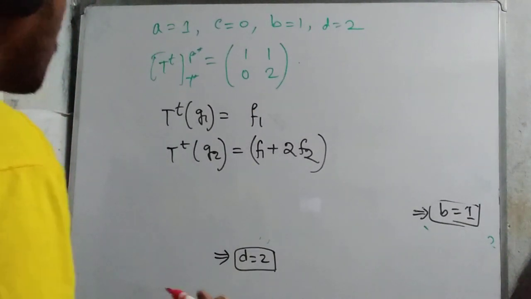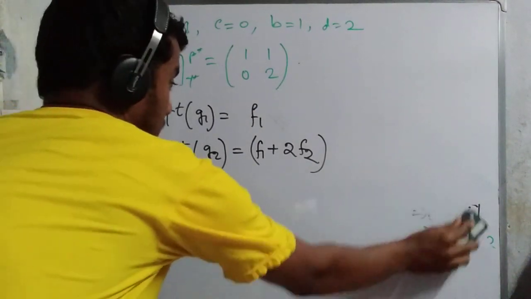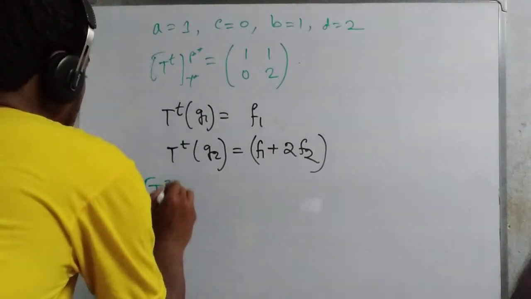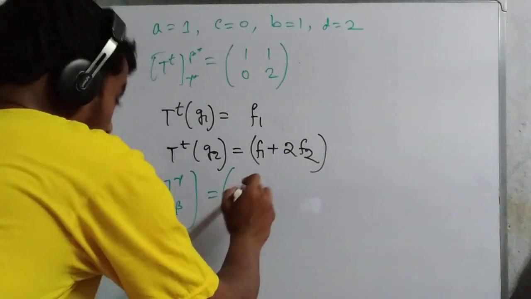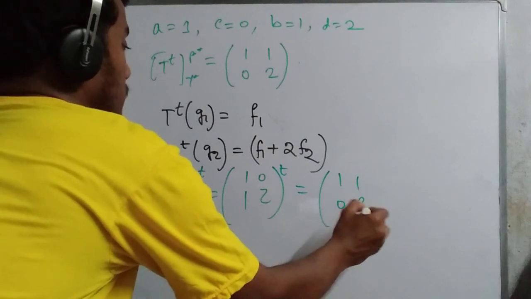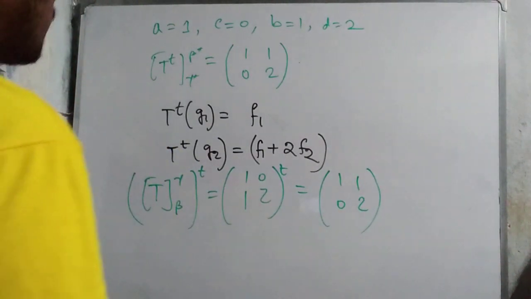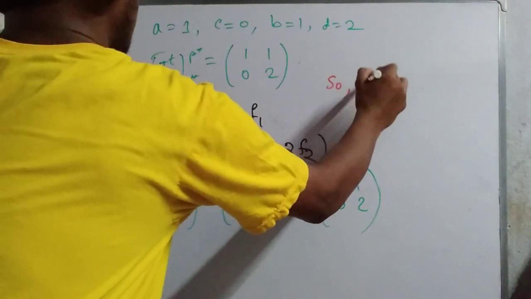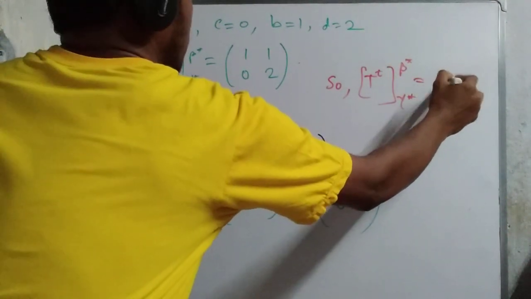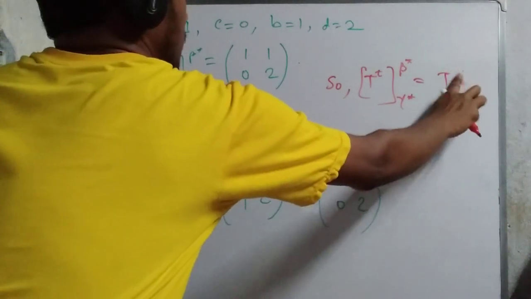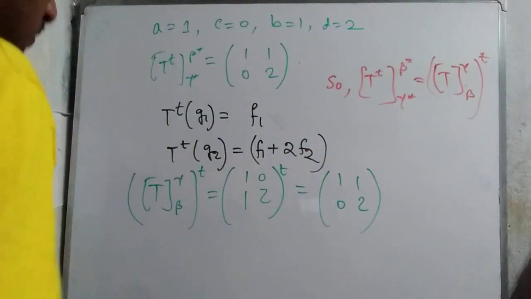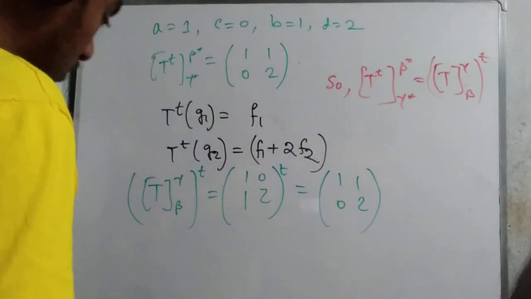So now we also show that the matrix of T with respect to beta and gamma is given as 1 1 0 2. The transpose of this equals 1 0 1 2. Then what we obtain is that the matrix of T transpose with respect to gamma star beta star equals the transpose of the matrix of T with respect to beta gamma. Understood? Not a problem at all.